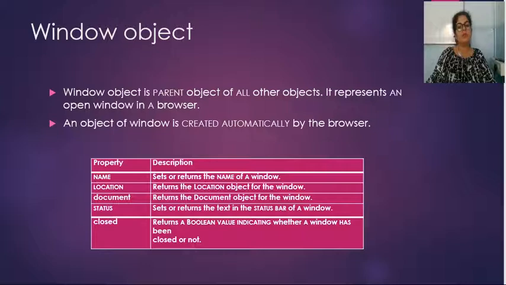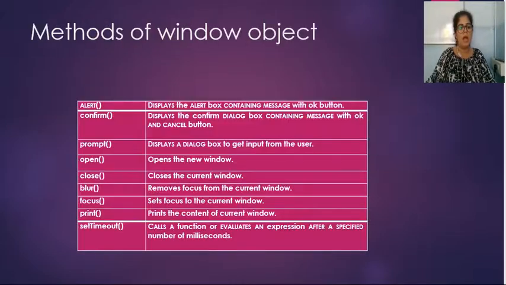So these were the properties and functions of the window object. Again, I am telling you, you have to remember the names of both. Properties means what type of properties it provides, and next is functions, what type of functions the window object provides. So you have to remember all the names.